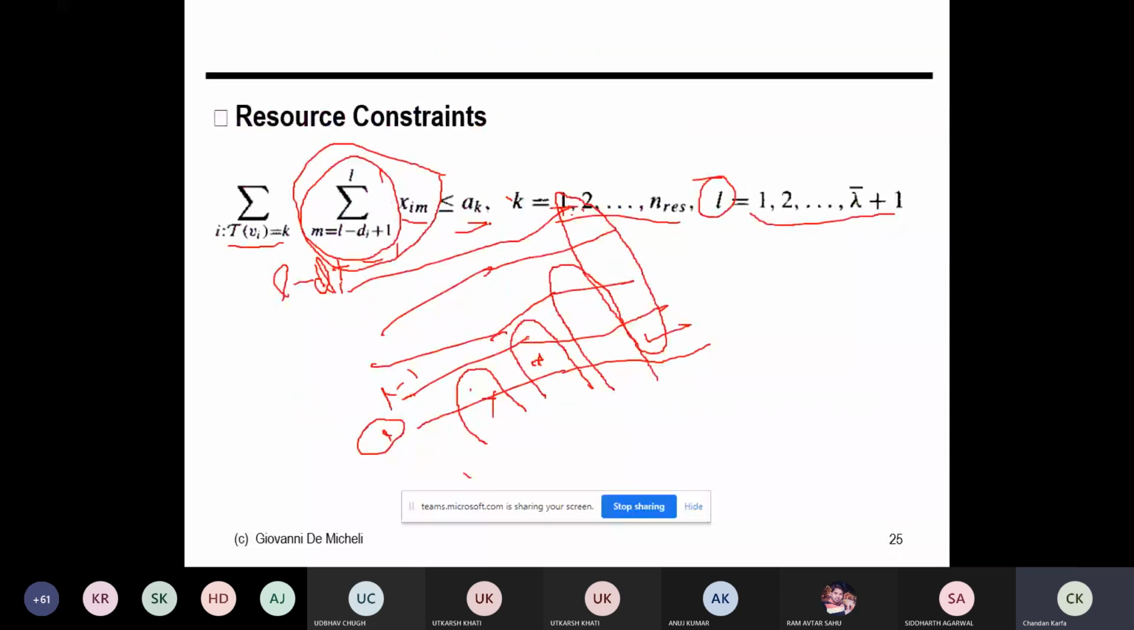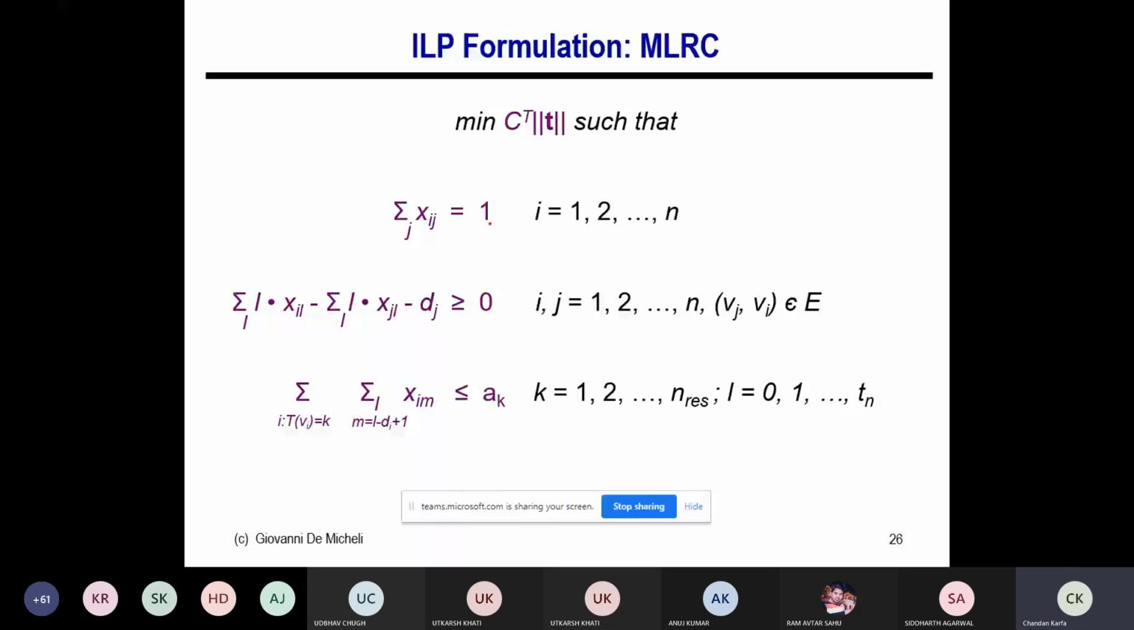And now what is the objective function? My objective function is to minimize c transpose t. So t is nothing but the start time vector, right? So t is basically a vector of the start times, say t1, t2 to tn. And you know that t1 is the start time of operation v1, and so on. So this is the start time that is what we are going to calculate. And I can actually represent this t_i in terms of x_ij also. And c is a constant vector, right?